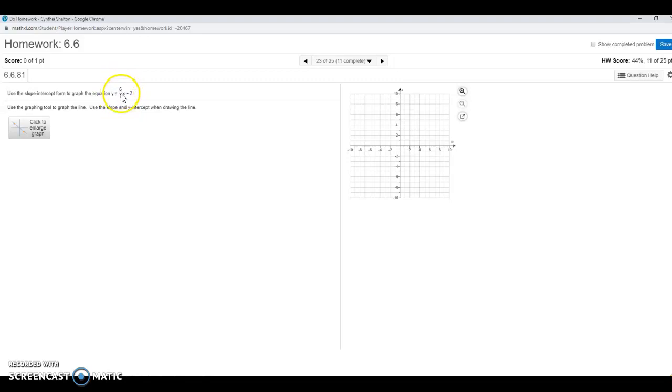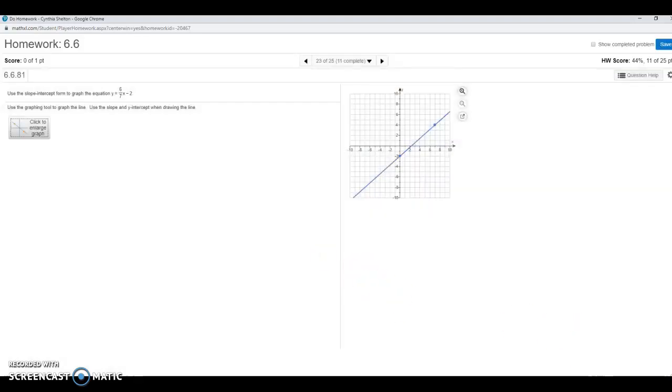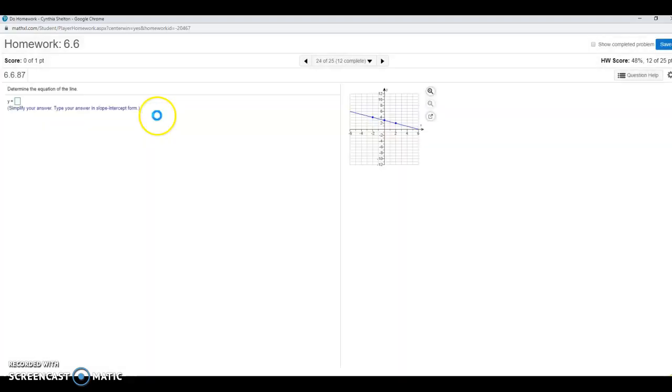So that's up 6 over positive 7, starting at -2. So I start at -2 and then rising 6, running 7. Oh, okay. I hope I can see that. I think that's correct. Let's see if it is good.